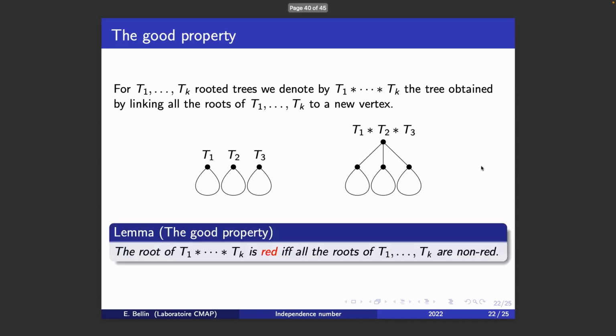If I do that, I have the following good property, which says that the root of T1 star ... star Tk is red if and only if all the roots of T1, ..., Tk are non-red.